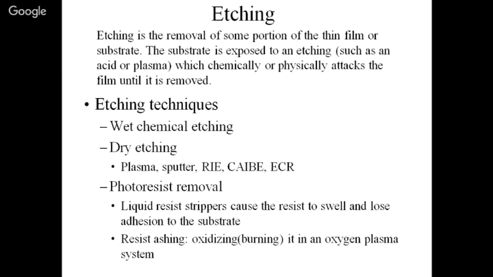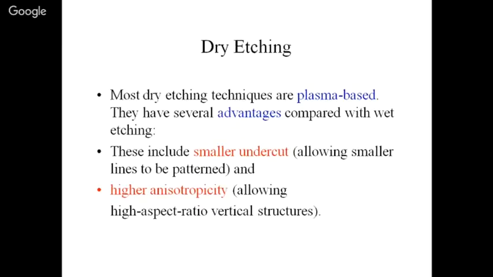Again is oxidization, that is removal of electrons by burning. It is an oxygen plasma system. That is another important process, which can remove material from the surface and can improve the properties. Dry etching I have also explained. Most dry etching is plasma based.